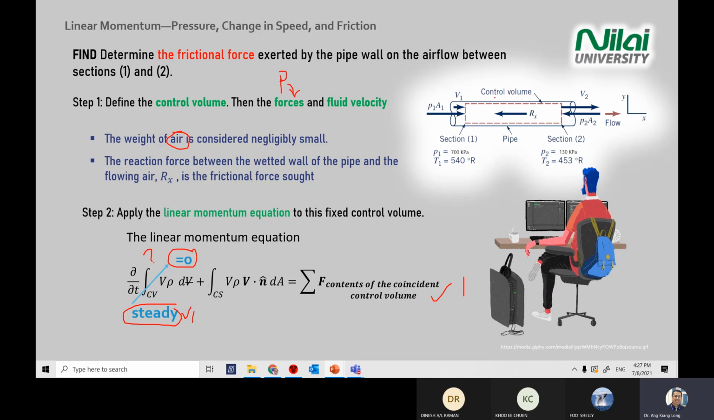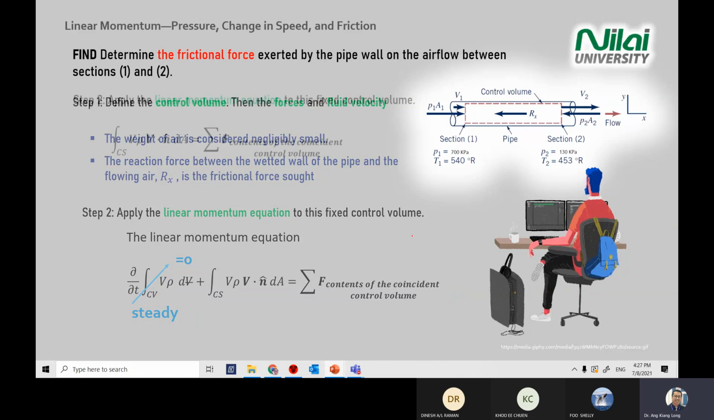Any questions so far? Any question you want to ask me on step 1 and step 2? Anything that you're not sure what is happening on the screen? No? Okay. Temperature is Kelvin.